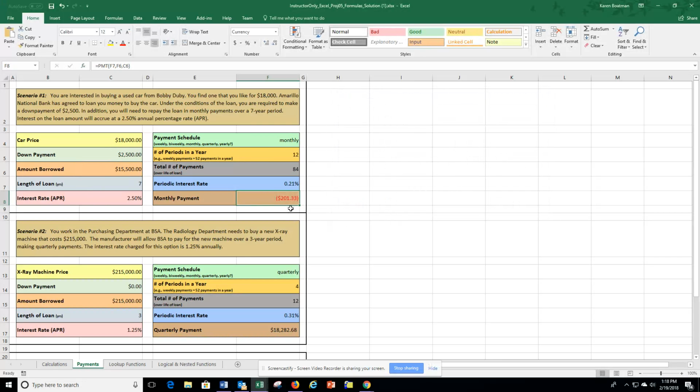And we say, okay, so it looks like this car at $15,500 is going to cost us about $201 a month. Now, however, we wanted to see that as a positive number, so we come up here in our formula bar and we put a negative sign in front of that payment function and hit enter, and now we have a positive number. You do the rest, should be fairly easy, and I'll see you for the next video.